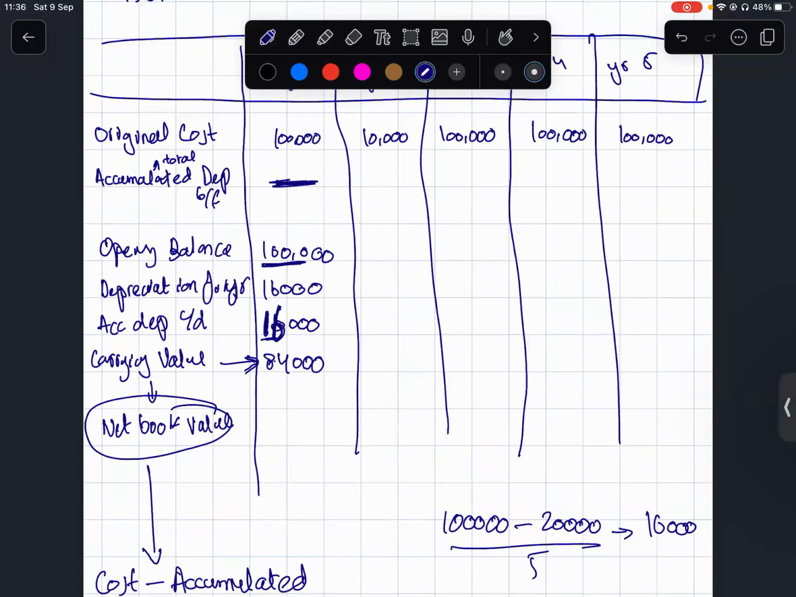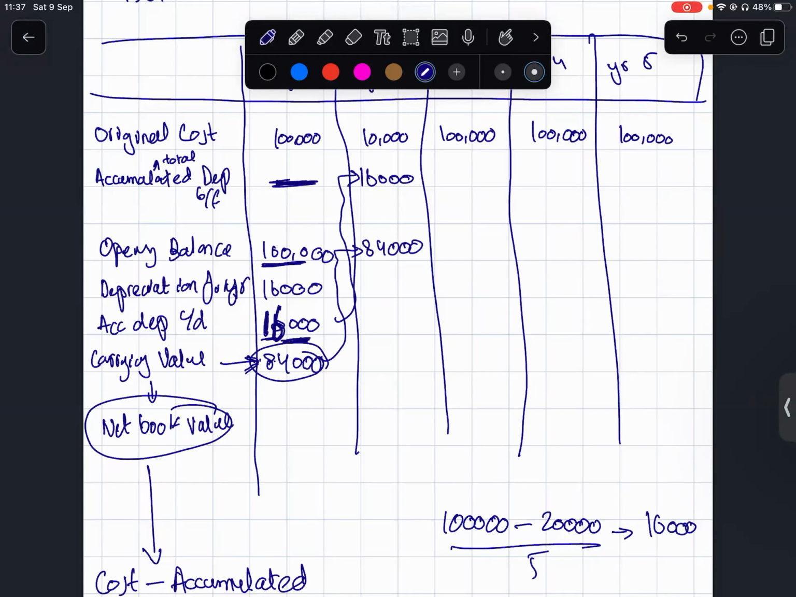Now for the second year, this accumulated depreciation carried down will become the accumulated depreciation brought down for the second year, right? At the end of year one, the total was this, so at the start of year two, the total would be the same as the end of year one. That makes sense. Yes, sir. So this accumulated depreciation carried down will go here. Again, the carrying value was the closing balance at the last year.